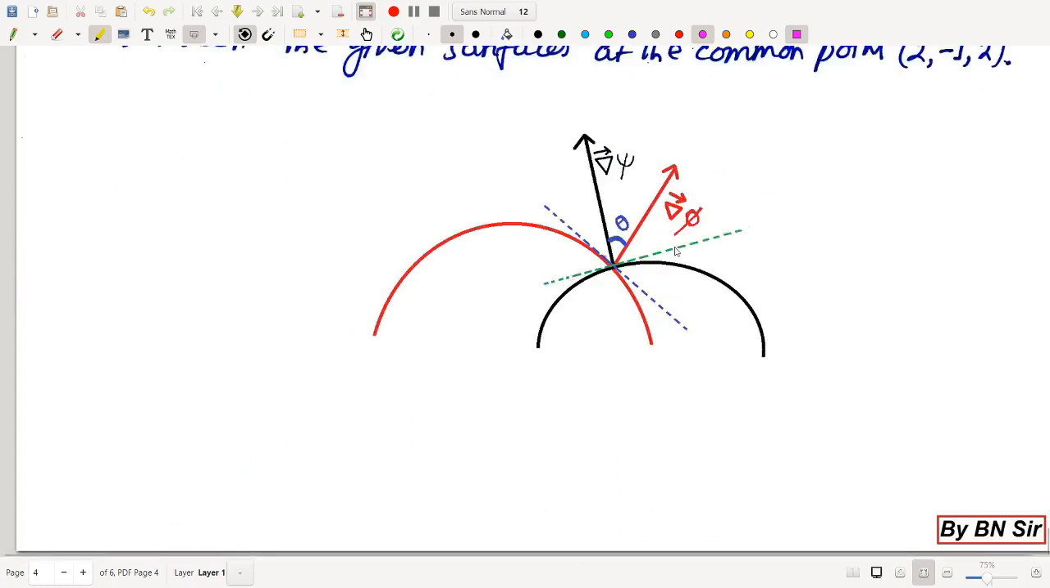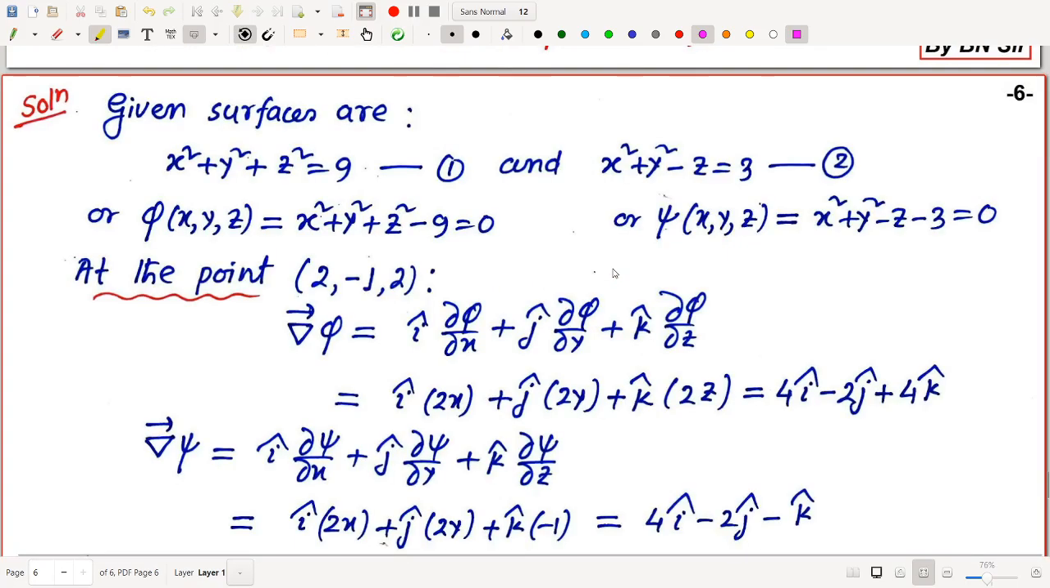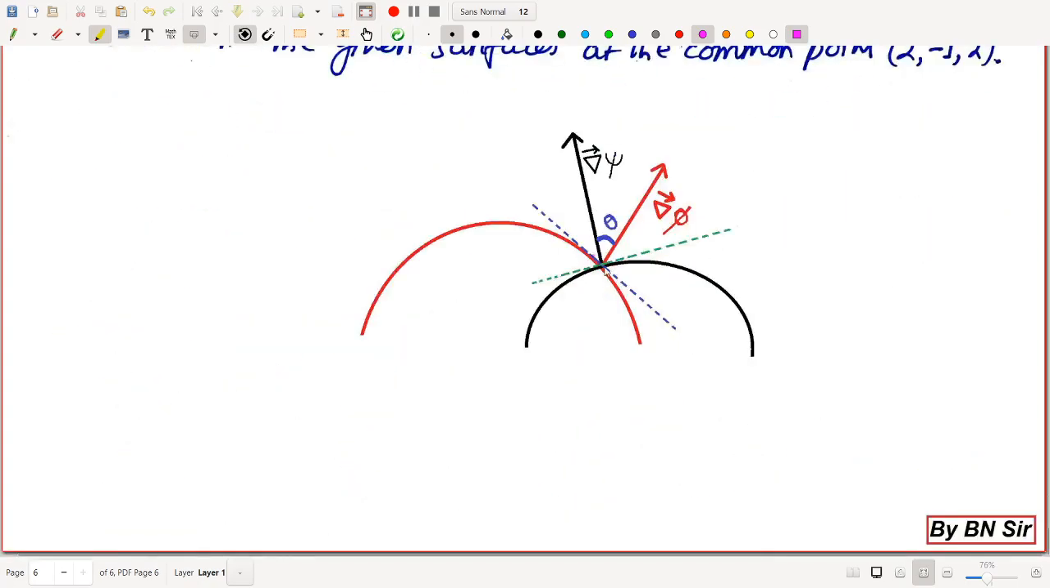Here these two dotted lines show their tangent planes to the surfaces at this common point. Now this angle between two tangent planes, that is angle between two planes, we all know angle between two planes is also measured by angle between their normals. That's why finally angle between two surfaces is measured by angle between their normals.